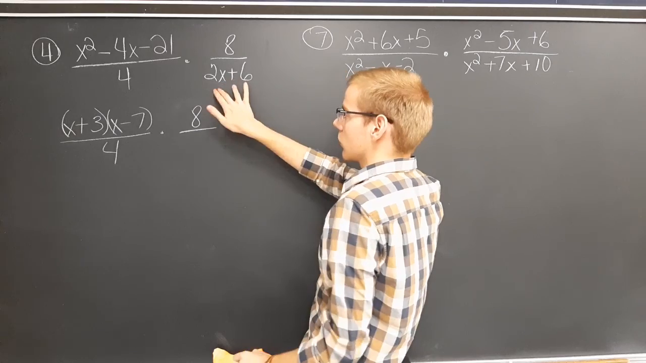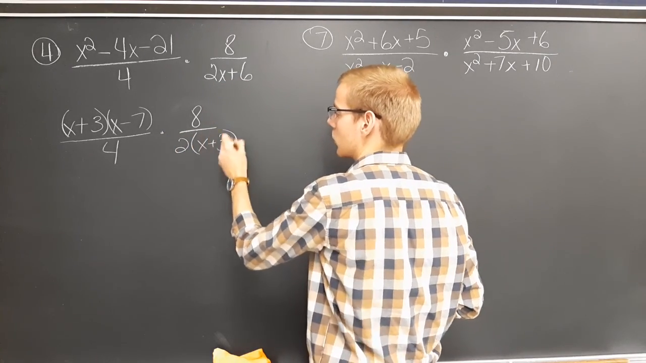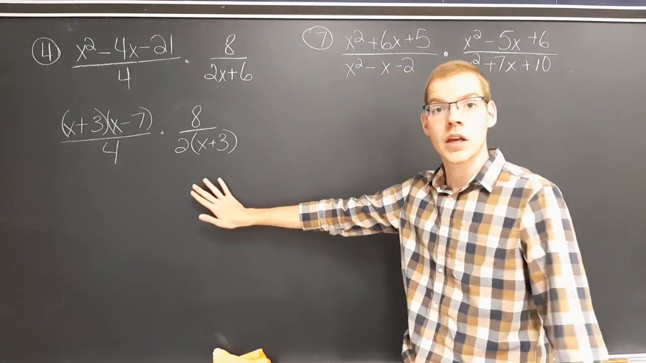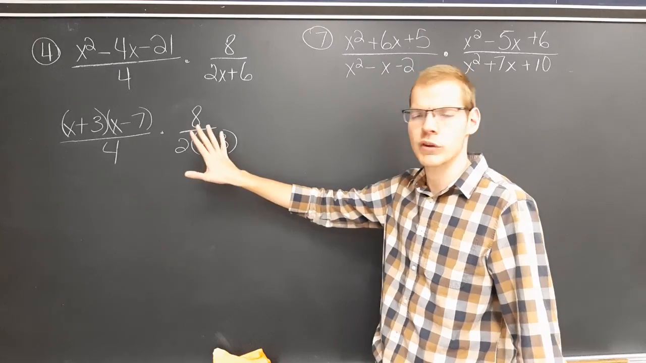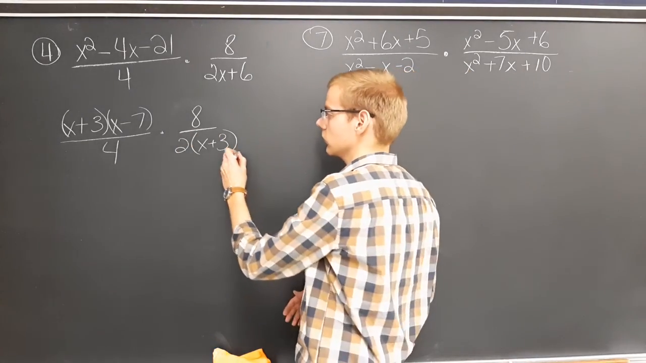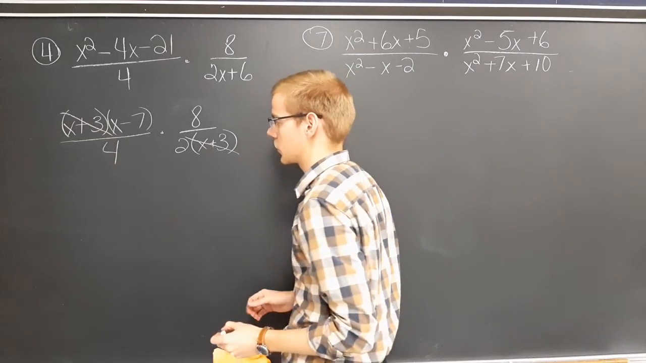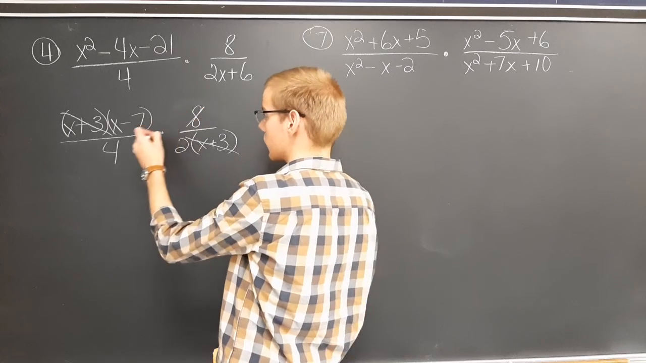Now let's find the GCF of this one, which is 2x plus 3. Therefore, this is as far as we can simplify it. Now, as of right now, let's go ahead and simplify and then multiply. Those two can cross each other out. There's nothing else besides these two.